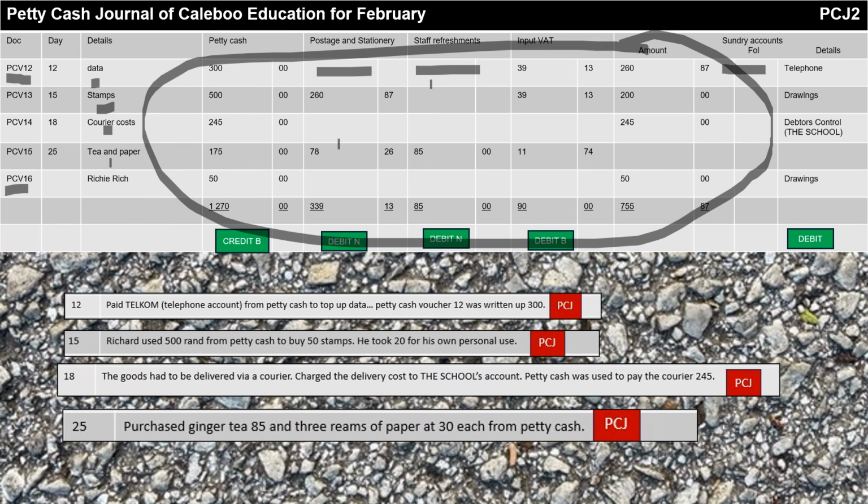So in the next video, we're going to start with the debtors journal. Then we'll move to the debtors allowances journal, the creditors journal, creditors allowance journal, and the general journal.